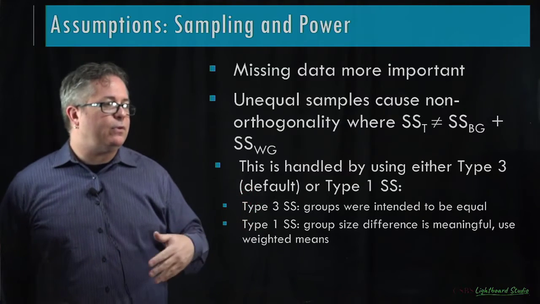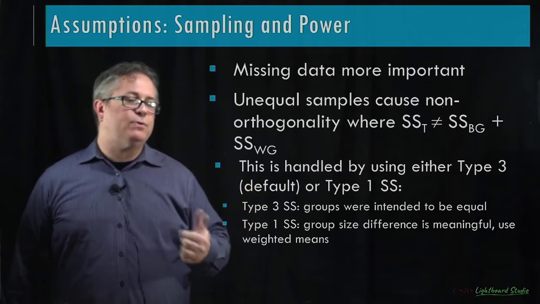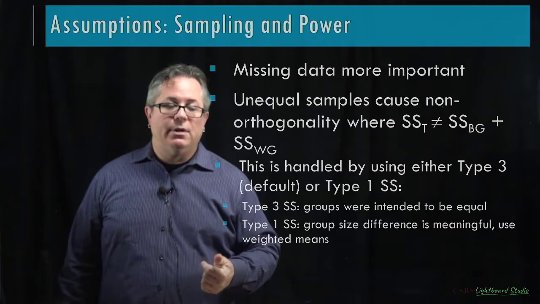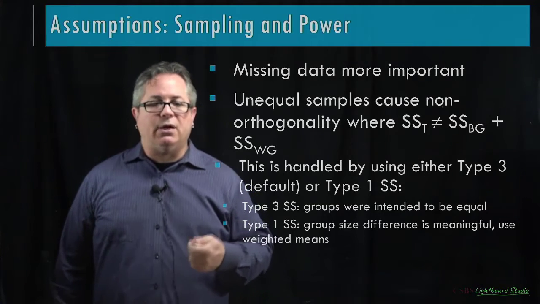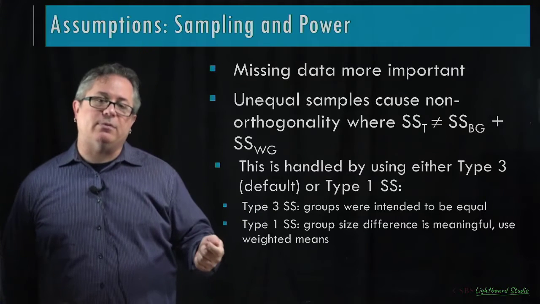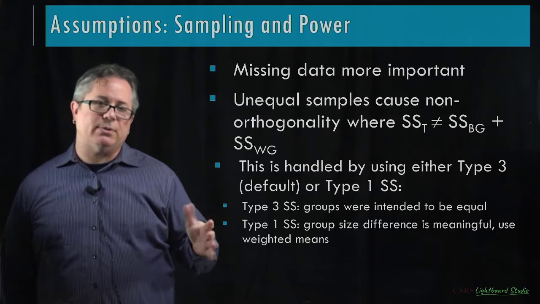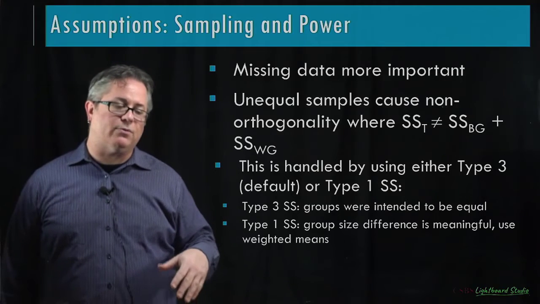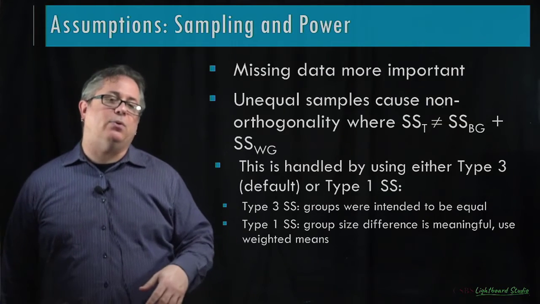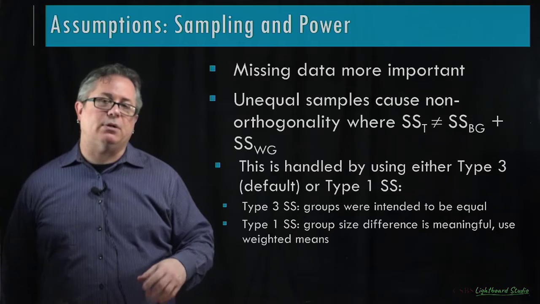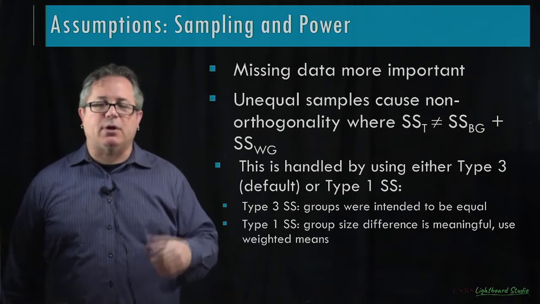With MANOVA, because you have multiple DVs, it's possible for someone to show up but not have scores on every dependent variable. They may have skipped some things in a survey or something, so you don't have every score. So missing data becomes more important here in terms of you need to deal with it in order to make sure that it's not going to wreak havoc or cause issues.